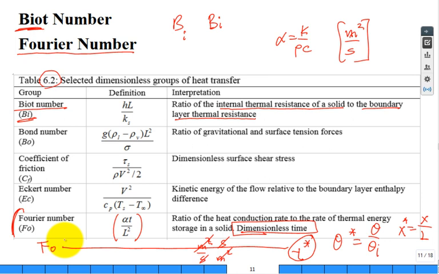This dimensionless time is given a special name in honor of Fourier. They call it the Fourier number, just like the dimensionless Reynolds number. There are other ones I just copied, but we're familiar with the Biot number now, and we'll become more familiar with the Fourier number when we do the spatial effects.